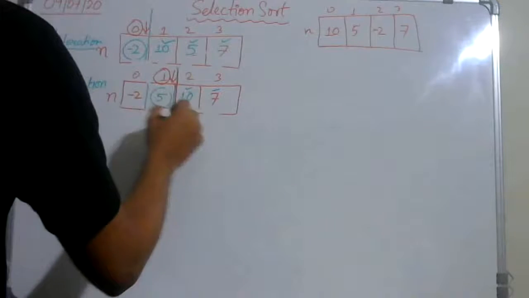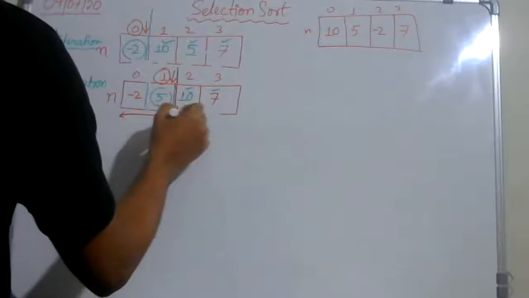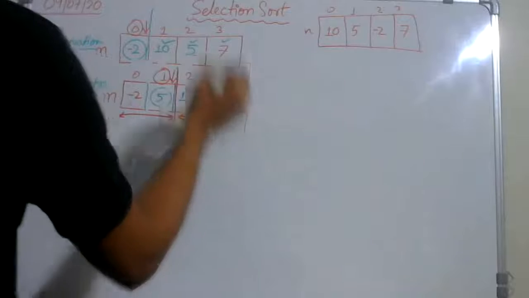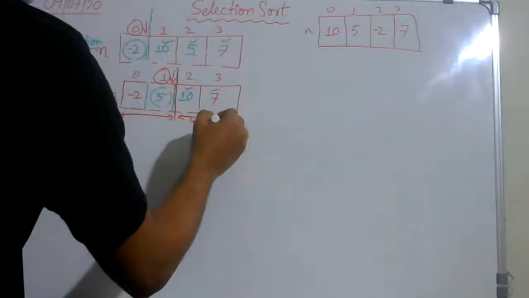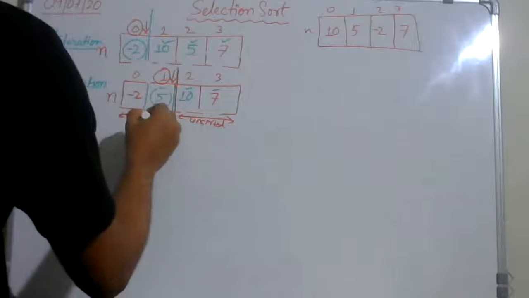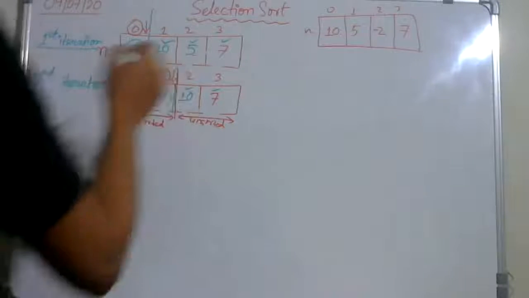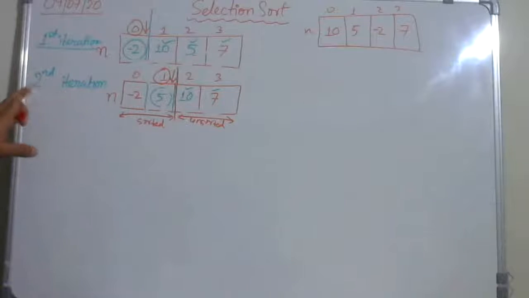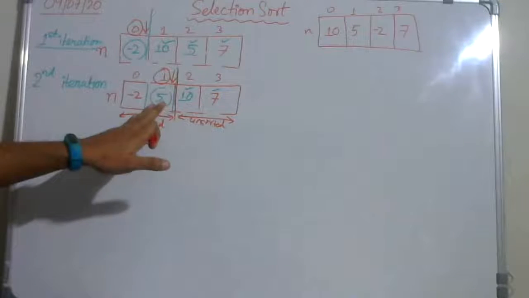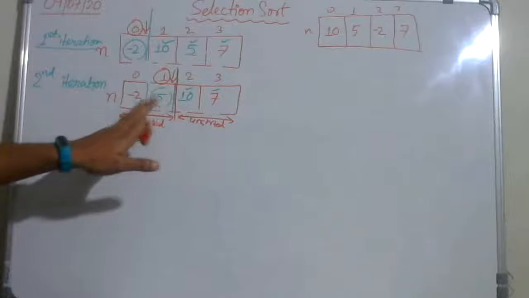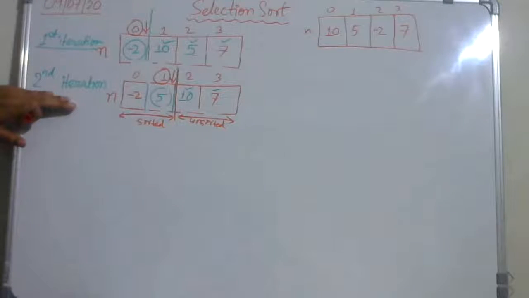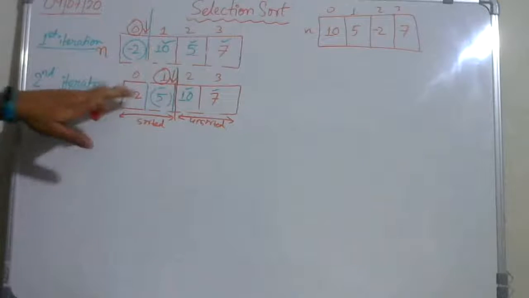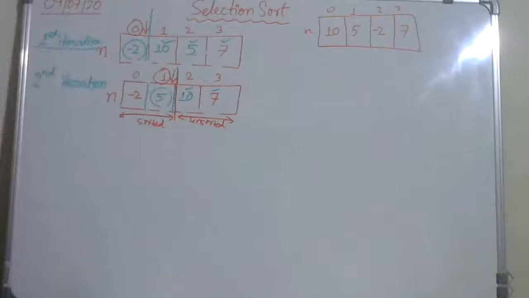So now this particular part of the array is sorted and this remains to be sorted. So this is unsorted, and this part is sorted after the second iteration. As you can see, after each iteration, the iteration number corresponds to the number of elements which are sorted after completing that iteration. So after completing the second iteration, the first two elements in the array are sorted.